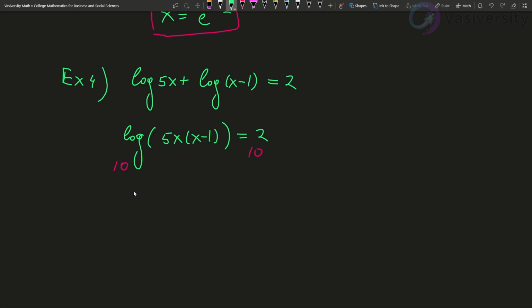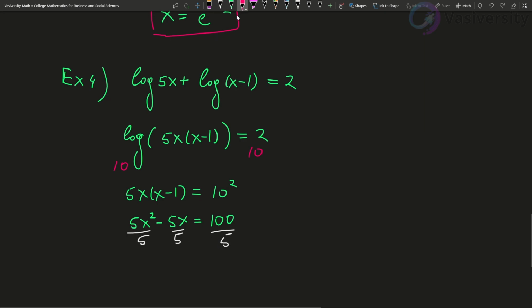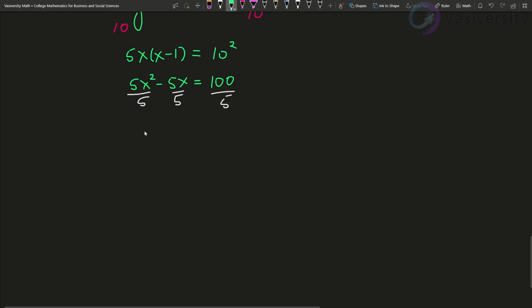So the logarithm and 10 cancel out, so we're going to have 5x times x minus 1 is equal to 10 squared. Okay, so on the left-hand side, let's distribute, so we're going to have 5x squared minus 5x, and that's going to be equal to 100. Now let's divide both sides by 5. We divide each term by 5 because that's our common factor here. And we're going to get x squared minus x is equal to 20.